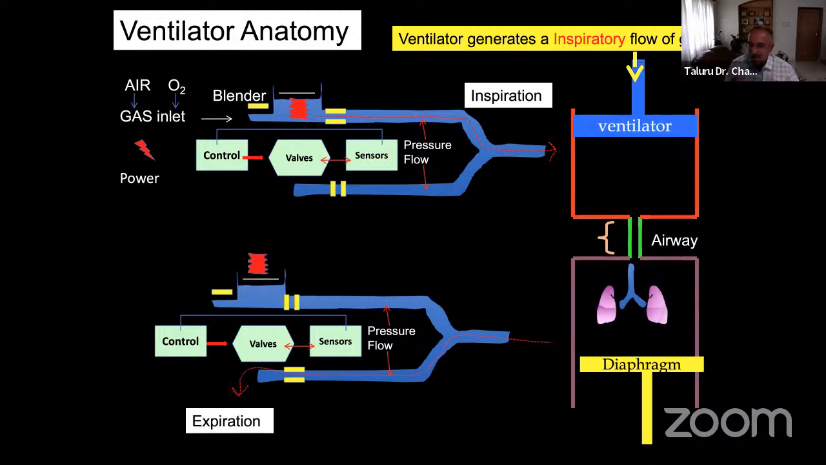Whenever an elastic structure is stretched, it tries to come back to the original shape. That force only does the expiration. So a conventional ventilator does not support expiration, meaning there is no sucking of air. It doesn't mean that you can't alter the expiration. You can alter the expiratory time. You can put a PEEP.